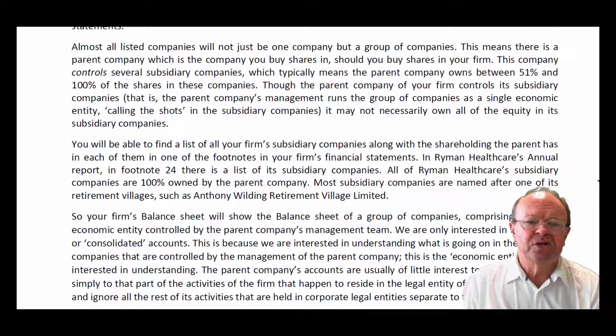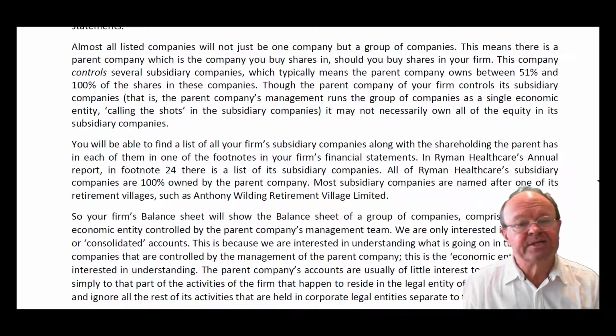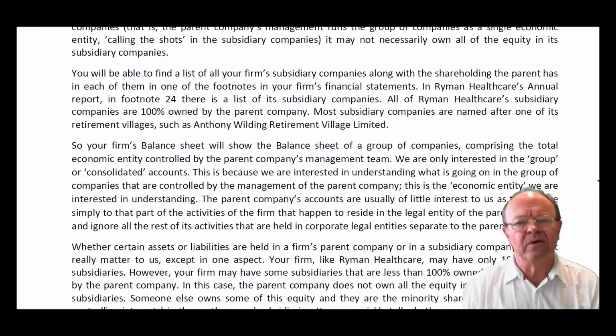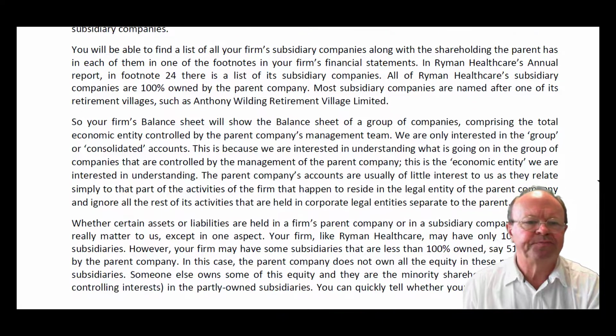Almost all listed companies will not just be one company, but a group of companies. This means there is a parent company, which is the company you buy shares in, should you buy shares in your firm. This company controls several subsidiary companies, which typically means the parent company owns between 51% and 100% of the shares in these companies. Though the parent company of your firm controls its subsidiary companies, that is, the parent company's management runs the group of companies as a single economic entity, calling the shots in the subsidiary companies, it may not necessarily own all of the equity in its subsidiary companies.